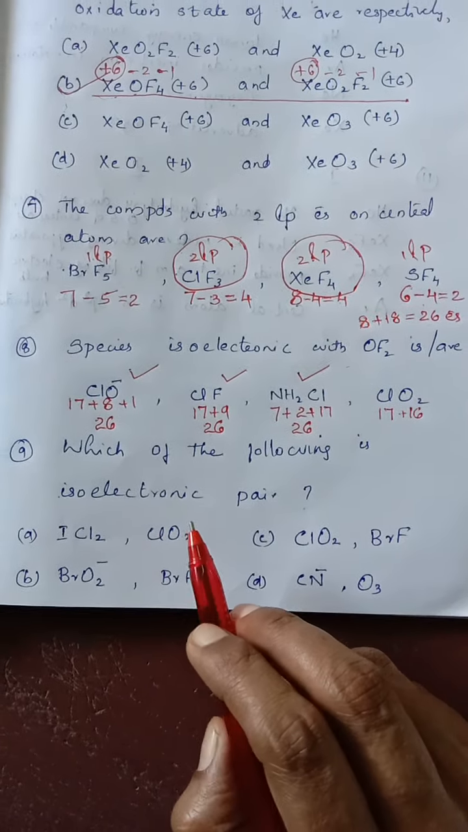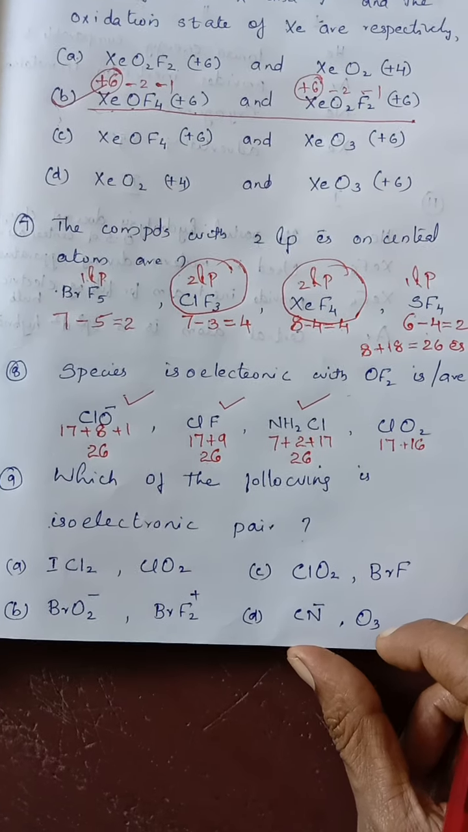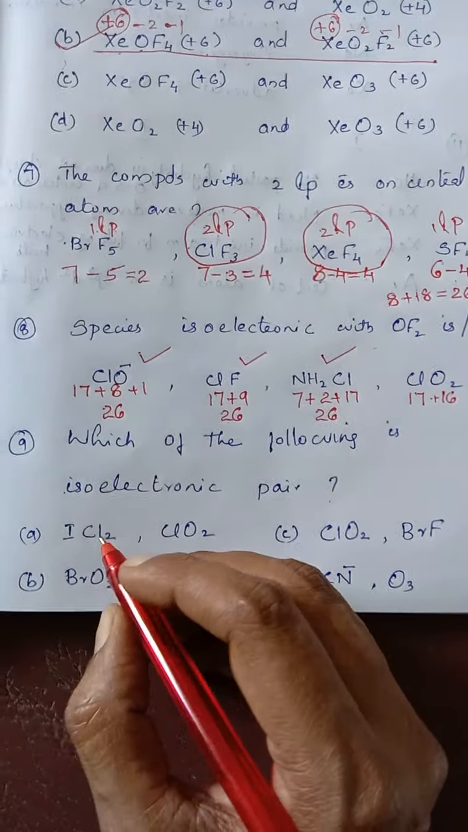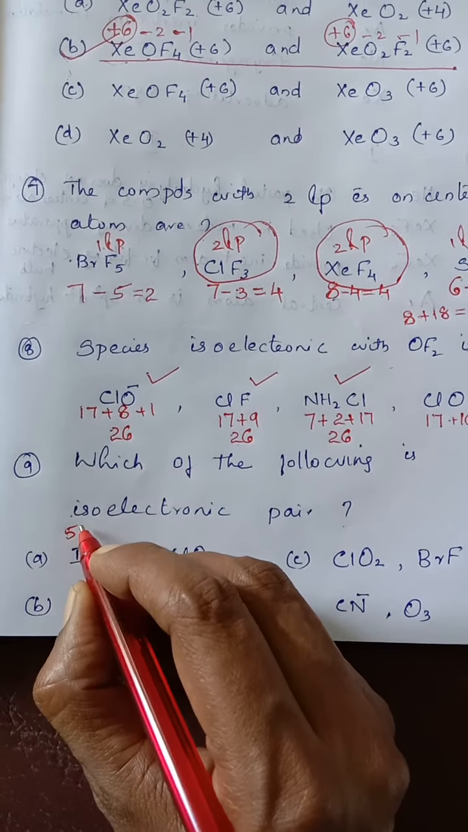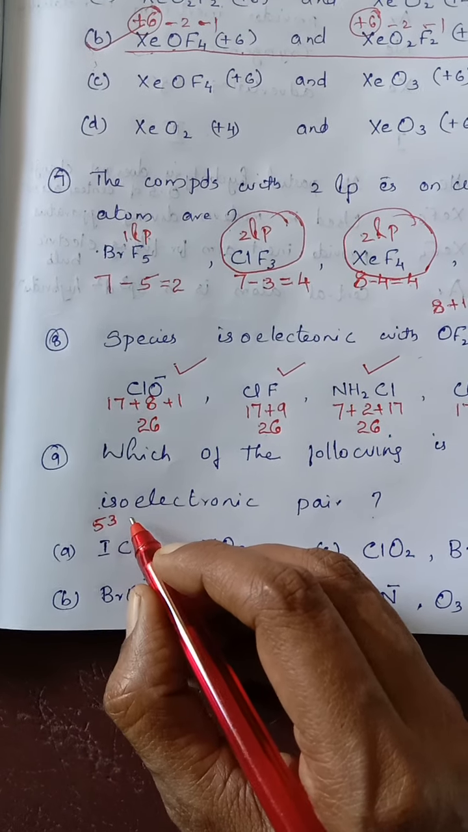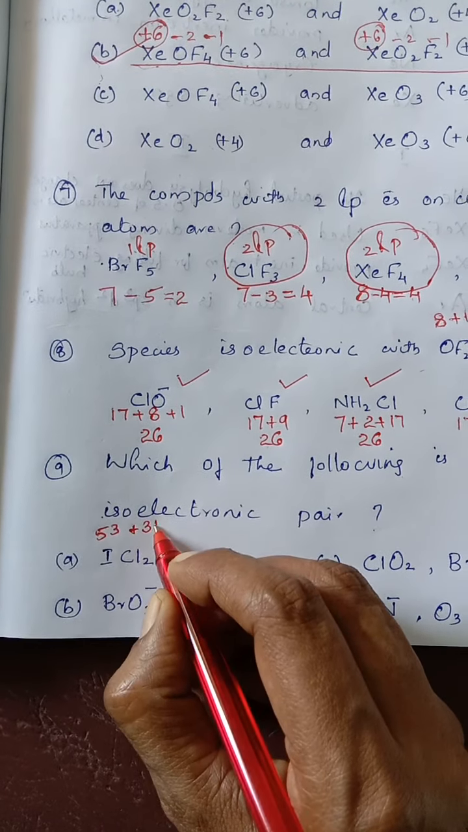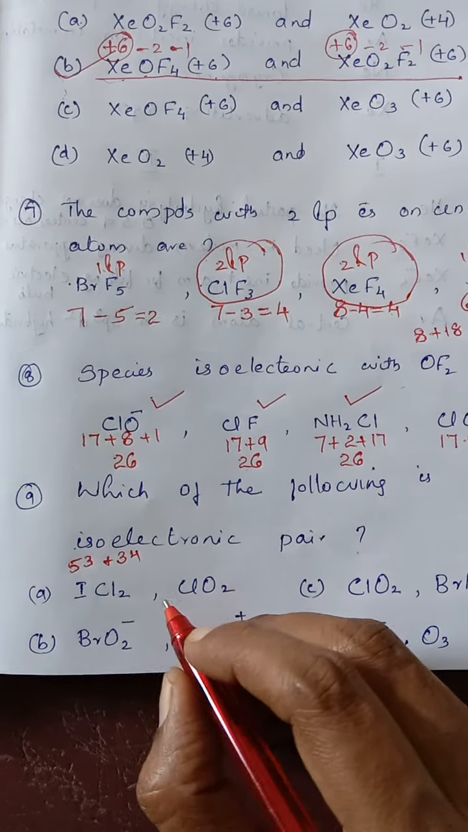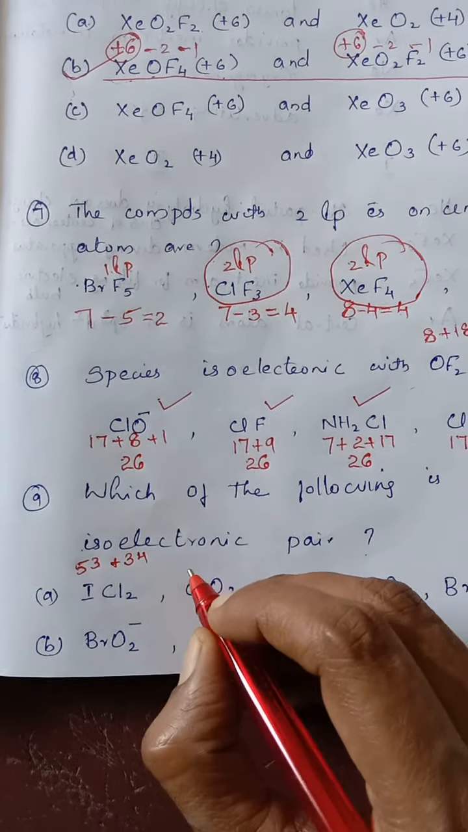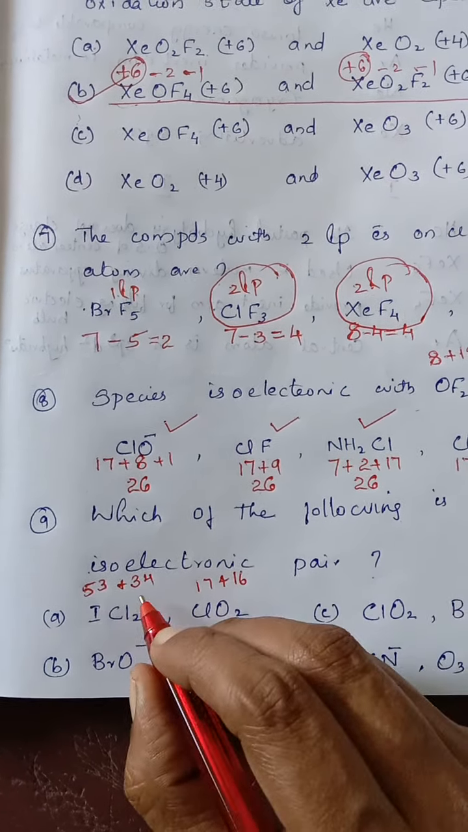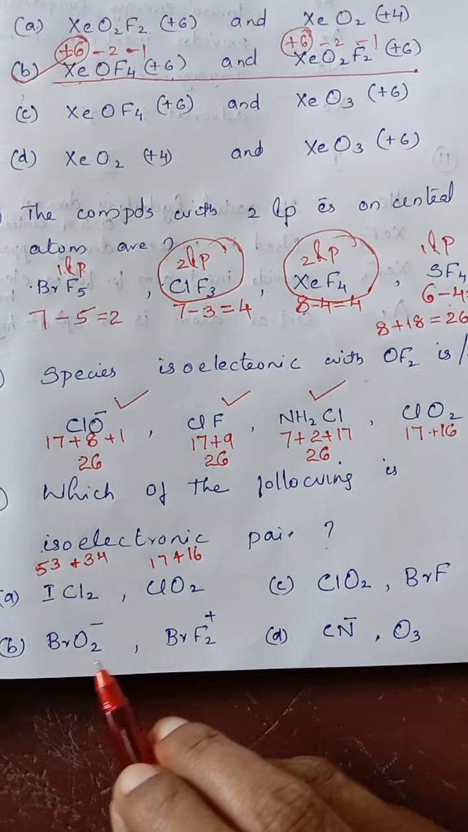Which of the following is an isoelectronic pair? Again you have to check each pair. Iodine atomic number is 53, that means 53 electrons are present in iodine. Chlorine contains 17 plus 17, 34. ClO2 is not isoelectronic, because chlorine has only 17 electrons, oxygen 8 plus 8, only 16. So these two are not isoelectronic, very clear.